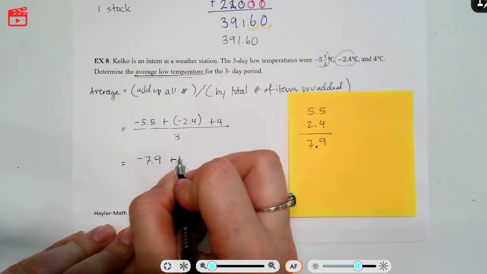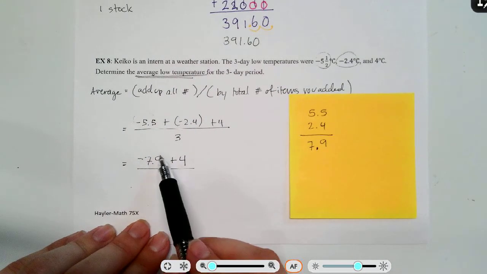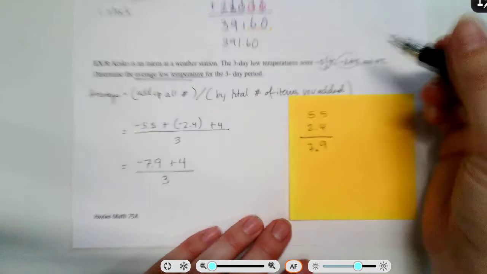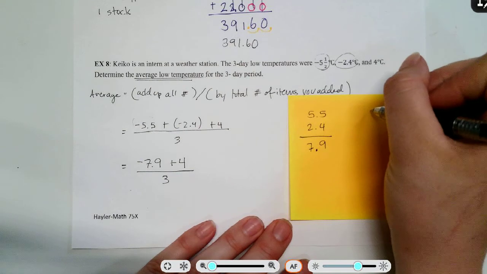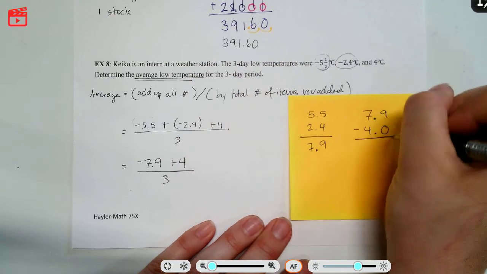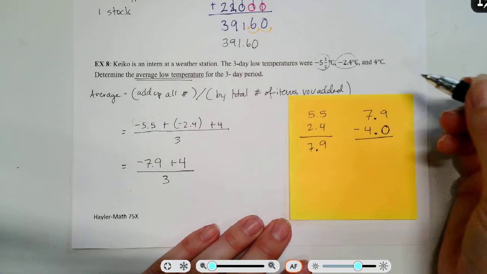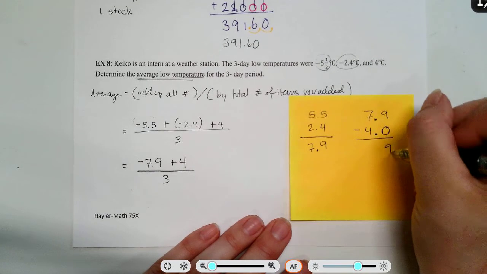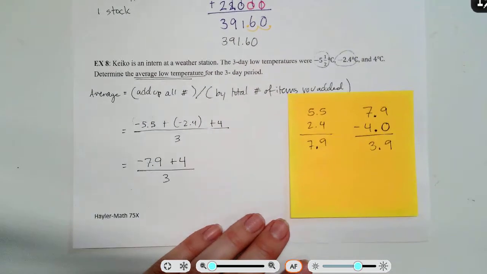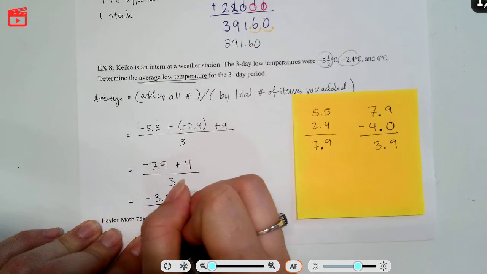And then we're going to do plus 4 over 3. Now remember, thinking in terms of positive and negative numbers, you have a negative 7.9 plus 4, so we're going to treat that as a subtraction. 7.9 minus 4.0. I added the 0 because I had to identify where the decimal point was for the 4. The 9 minus 0 is just going to be 9. And 7 minus 4 is going to be 3. So this is going to be negative 3.9 over 3.